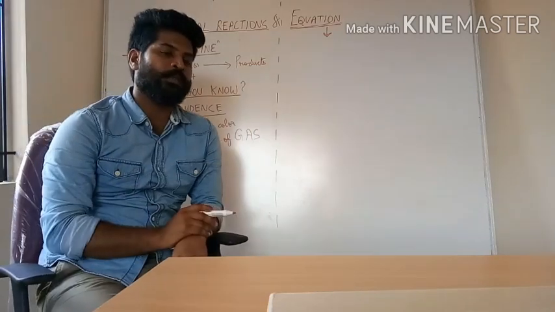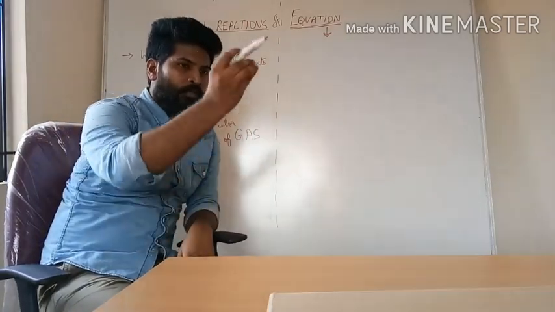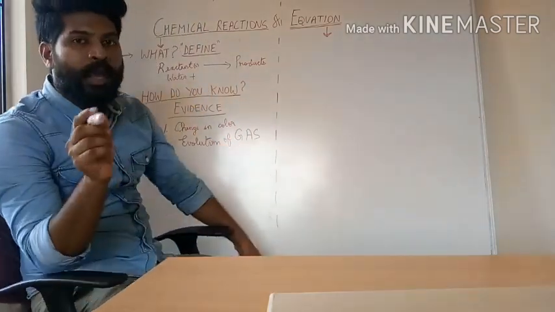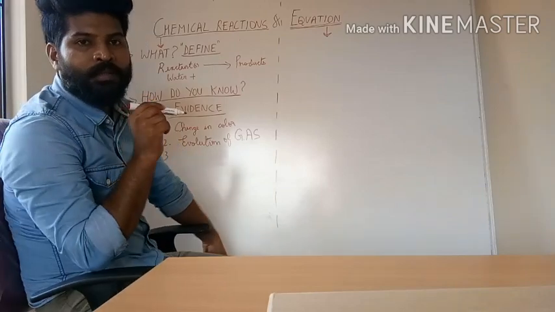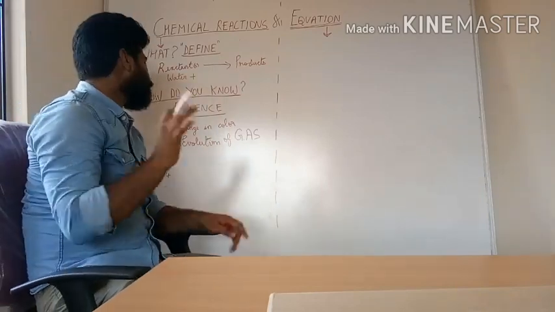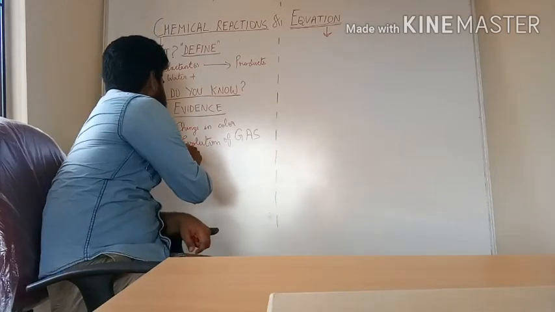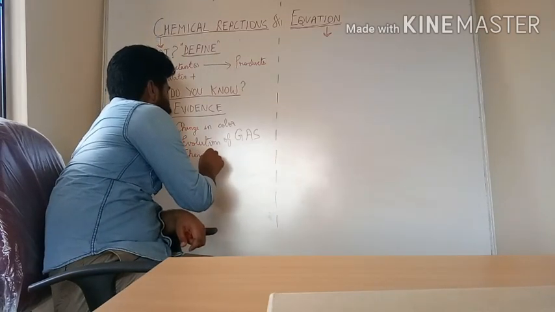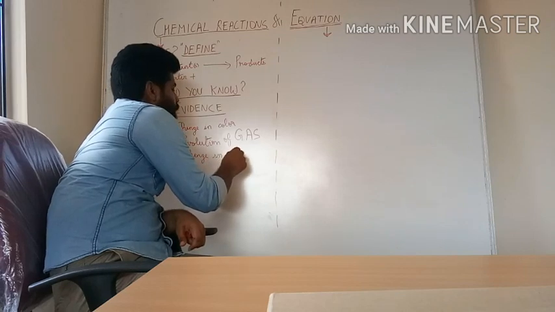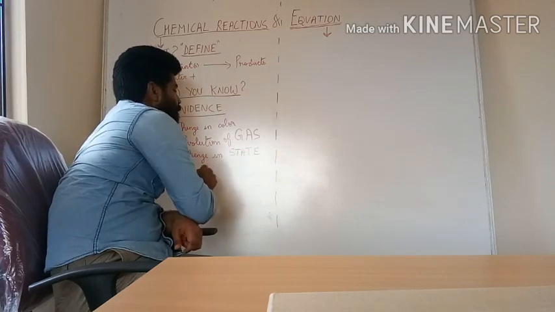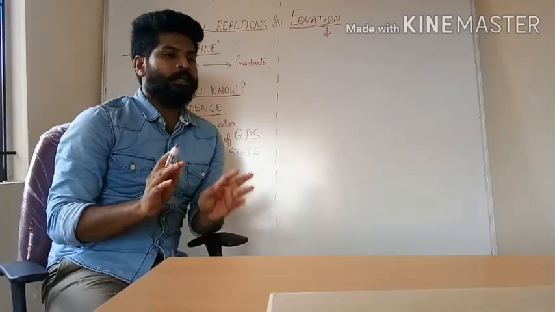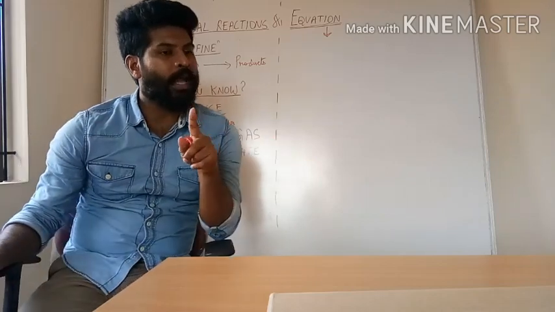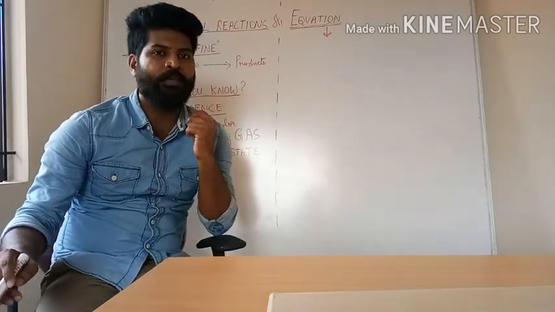A gas is produced. So you could very clearly see the vapors were coming out, which means that evolution of a gas is also an indication that a chemical reaction has taken place, right? Then another evidence or proof is change in state. Change in state. State meaning solid state, liquid state, gaseous state. You already know the three forms of matter.